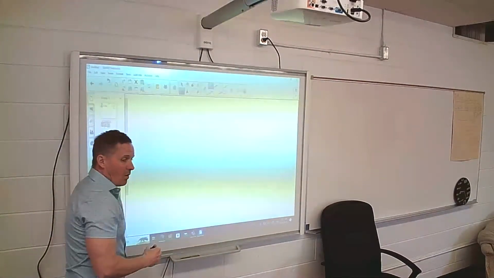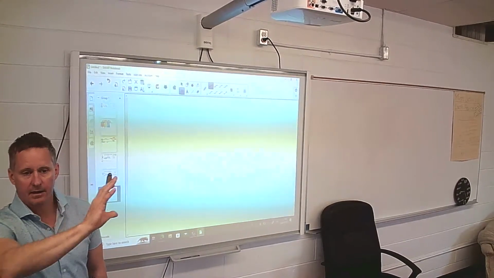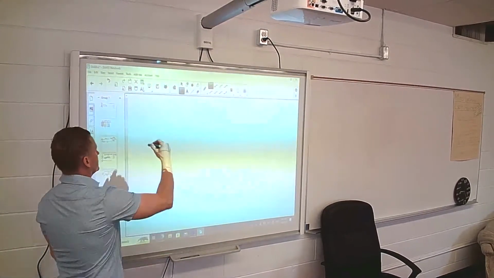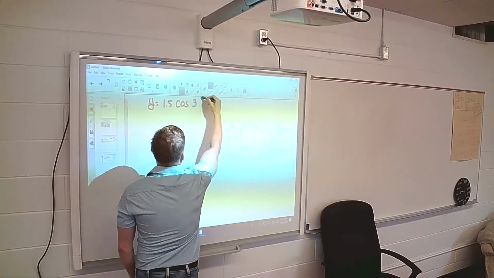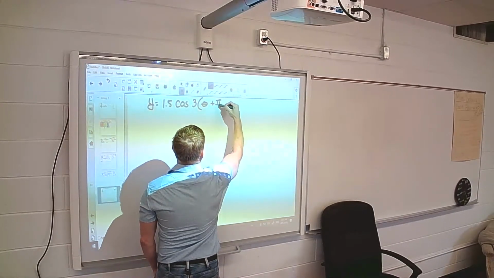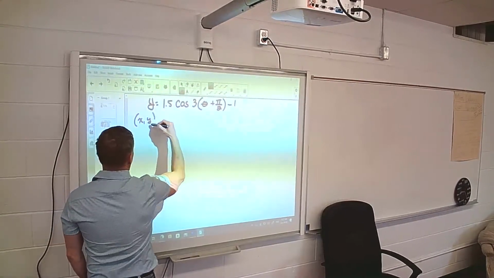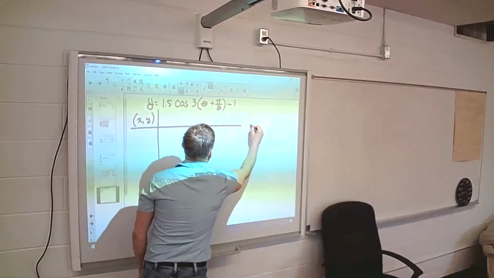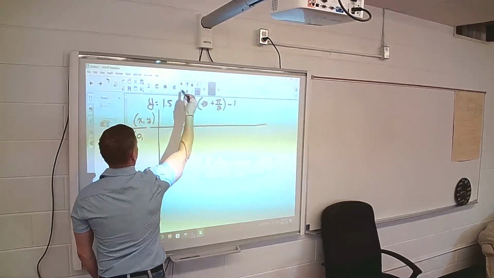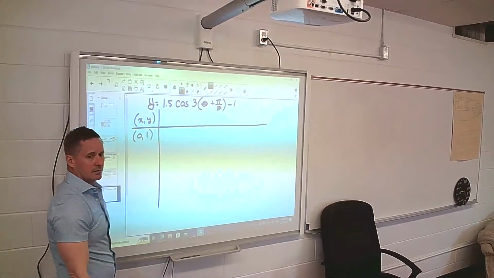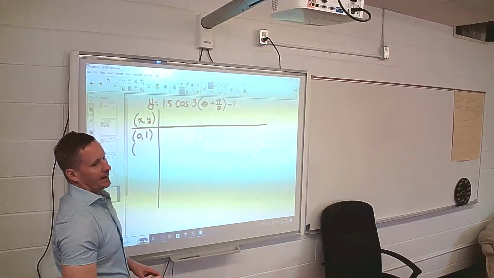All right, now, let's do A, B, C, D, and our transformations of the original graph. And see if it's any easier. Okay, what was the equation? Y equals 1.5 cos 3 theta plus pi over 2 minus 1. Okay, x, y. 0, 0 and 1, right? That's where we start our cos graph. Cos graph starts at 0 and 1. Agreed?